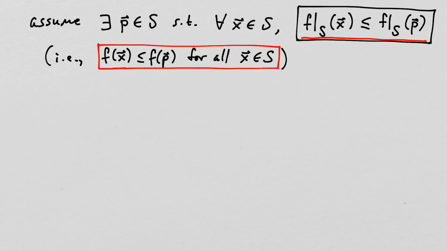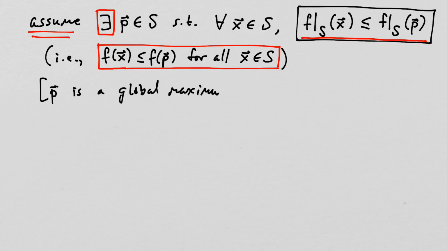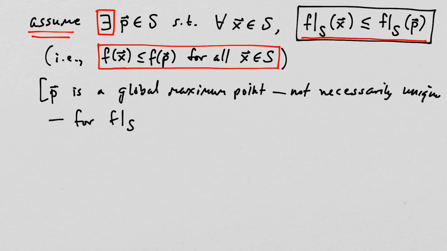Okay, so notice we have to assume the existence of the relevant global maximum. That's what this point P is. P is a global maximum point, which is not necessarily unique, for the function f restricted to S. When I say that's not necessarily unique, what I mean is that there may be several points where the global maximum is taken on, but we're just assuming the existence of at least one such point.